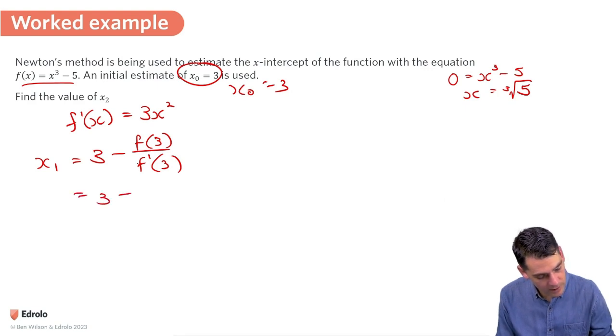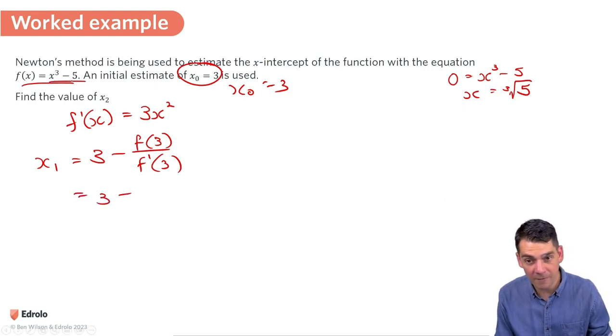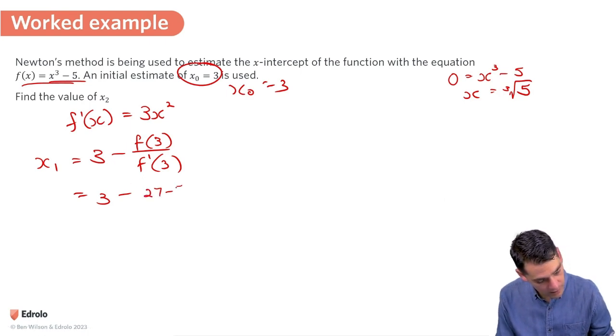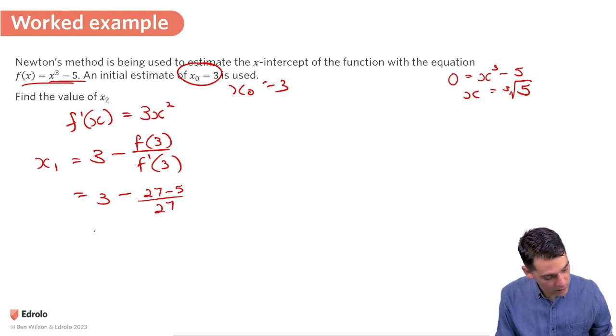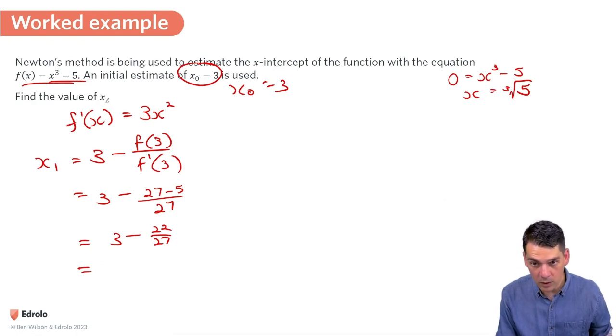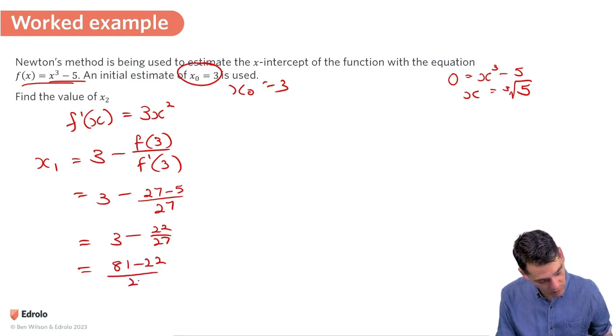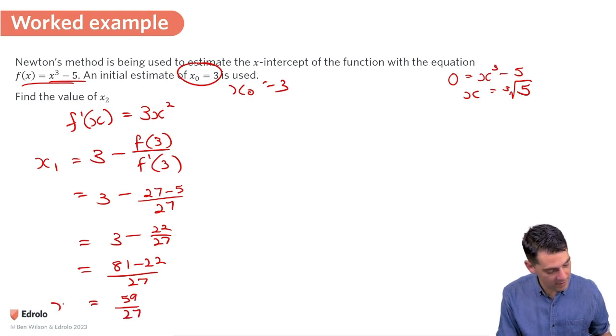So if we sub 3 into the function, we get 3 cubed minus 5, which is 27 minus 5. And when we sub 3 into the derivative, we get 3 times 9, which is 27. So it's pretty messy. 27 minus 5 is 22 on 27. So 3 is going to be, what's that? 3 times 27 is 81 minus 22 on 27, which is 59 on 27. So that's our first guess.